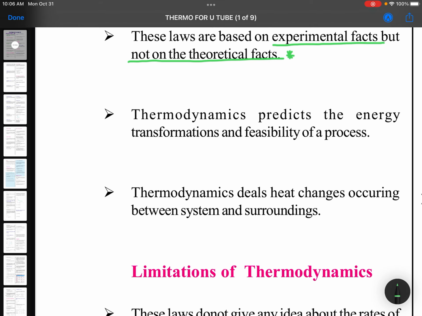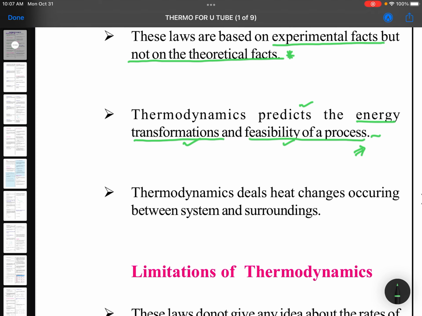Thermodynamics predicts the energy transformations and feasibility of a process. Spontaneity of a process is measured here. Means whether the reaction takes place or not, it says. But with what speed it is taking place, that is the job of chemical kinetics, not thermodynamics. So thermodynamics' job is whether the reaction is possible or not, spontaneous or not. Energy transformations and feasibility of a process are handled by thermodynamics.